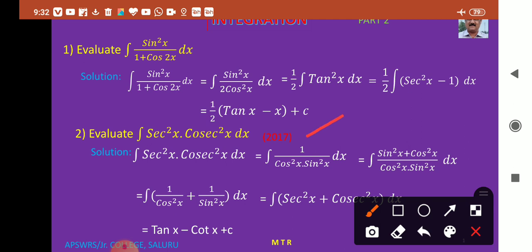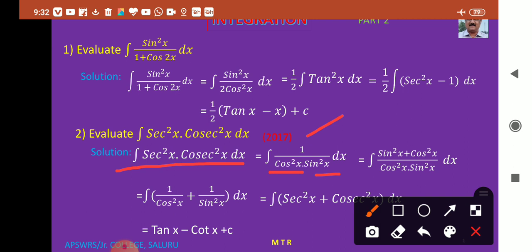This is in 2017 IPE. Take integral secant square x into cosecant square x dx. You know secant theta is equal to 1 by cos theta. So secant square x is equal to 1 by cos square x. Similarly, cosecant theta is 1 by sin theta. So cosecant square x is equal to 1 by sin square x.